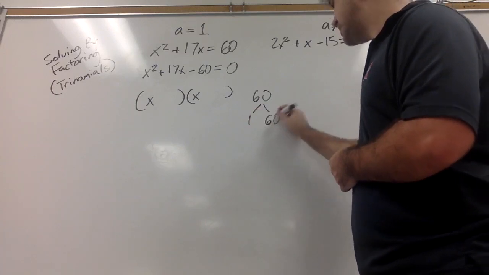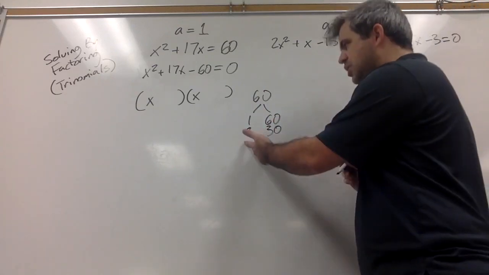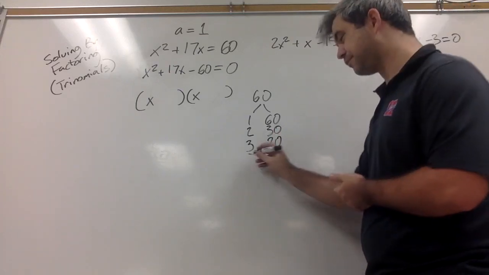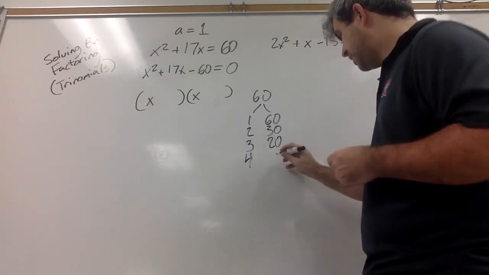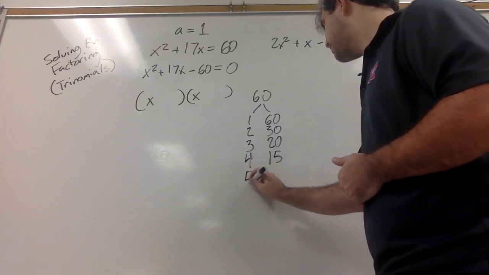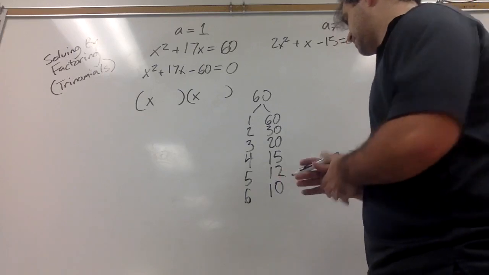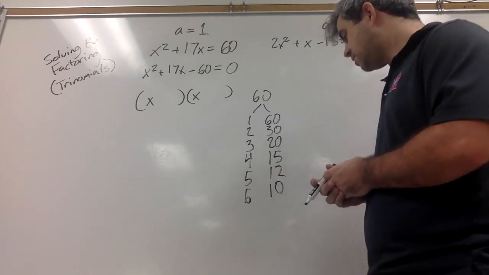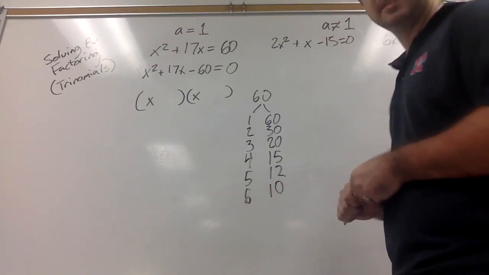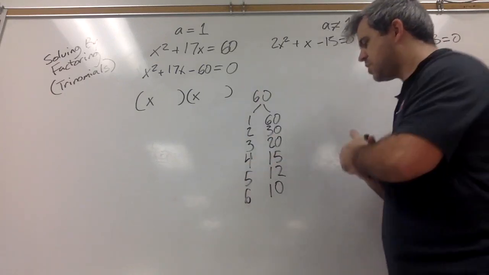We've got 1 and 60. Again, I like to do 2 next. So 2 and 30. Is it divisible by 3? Yes. So 3 and 20. Is it divisible by 4? I have to think a little more on that one. 4 and 15. Is it divisible by 5? Yes. 5 and 12. Is it divisible by 6? Yes. 6 and 10. 7? No. 8? No. 9? No. And then we get back around to 10 and 6. So these are all of the factors.